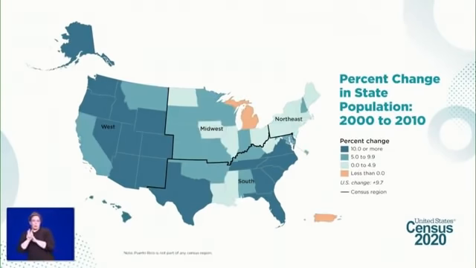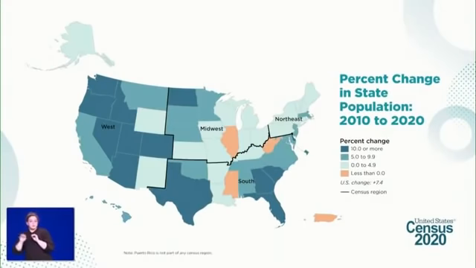Here we see the equivalent map for 2000 to 2010 with the same categories. From 2000 to 2010, the fastest growing states were located in either the West or the South. During this decade, 49 states and the District of Columbia grew, with Michigan and Puerto Rico declining in population. We see fewer states growing by 10% or more, and no states in the Northeast or Midwest growing that rapidly. We also see more states in the 0 to 4.9% category.